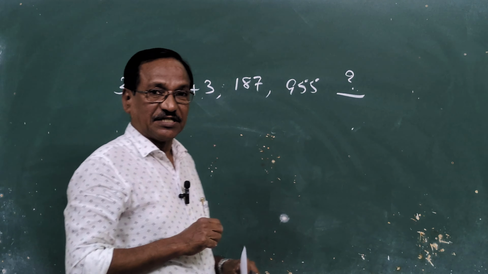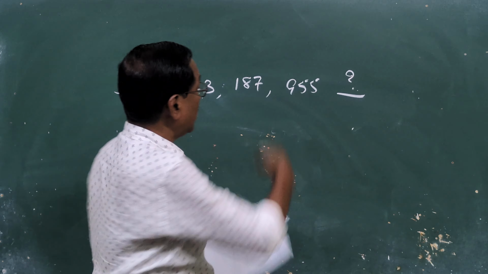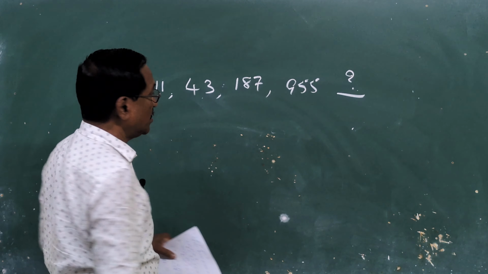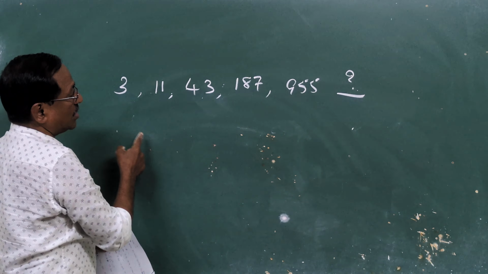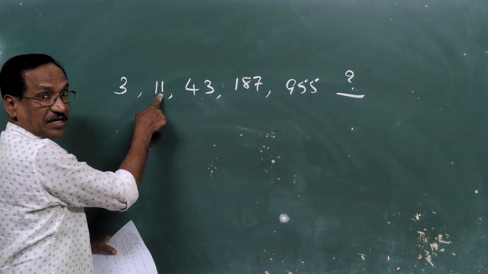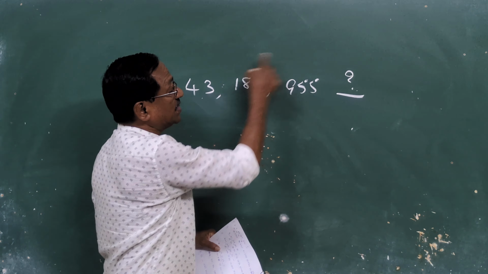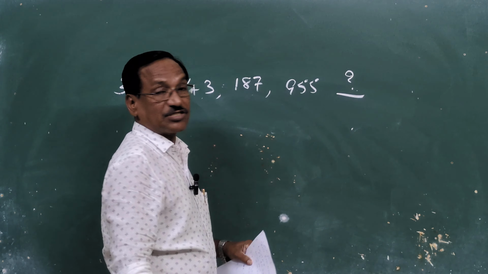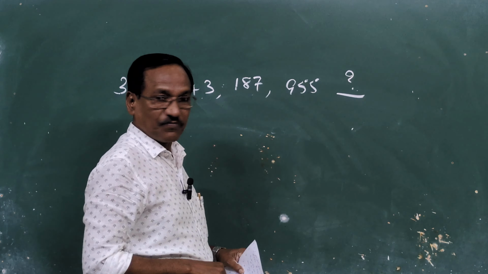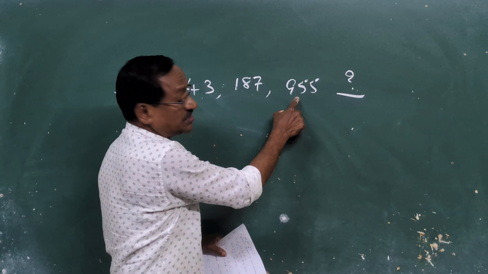If it is a multiplication pattern sequence, it will be better to start thinking from the right end, not from the beginning. That means don't think about the factor by which this 3 is multiplied to get 11, but think about the factor by which 187 is multiplied to get 955. The reason for that I shall explain later. Here the number is 187. We need 955.